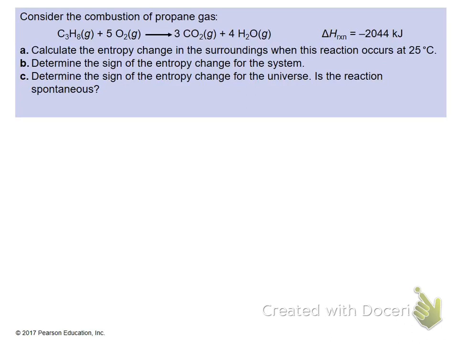All right, so let's take a look at this example again. We have a combustion of propane gas into carbon dioxide and water. And this is an exothermic reaction because it's releasing heat in the amount of 2044 kilojoules. So calculate the entropy change in the surroundings when this reaction occurs at 25 degrees Celsius. The equation that we learned last lecture to determine the change in the entropy for the surroundings is given by this.